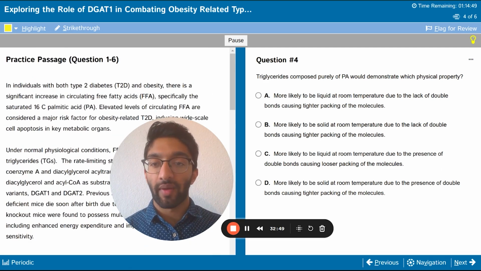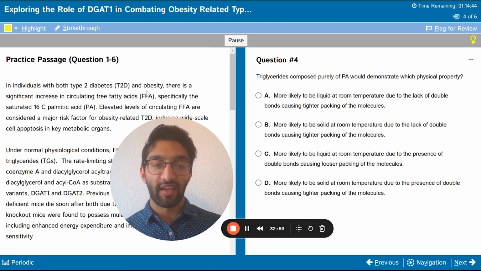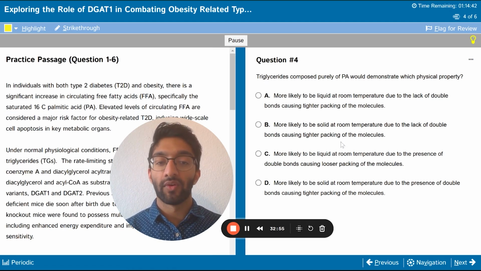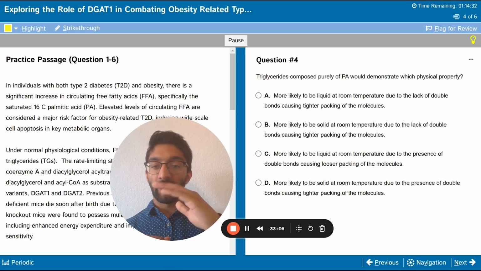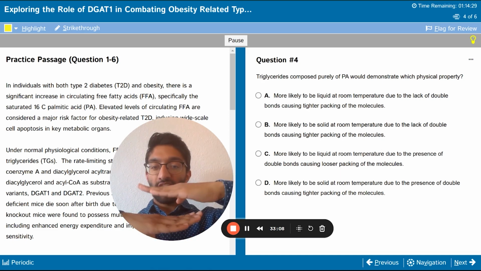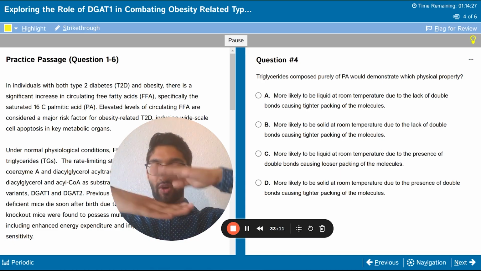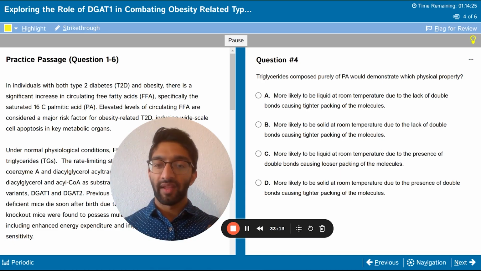And as we saw earlier in the passage, it's a saturated fatty acid. For that reason, it's probably going to be a solid at room temperature because it doesn't have any double bonds. And that will cause tighter packing of the molecules. When you have saturated fatty acids, you can think of them as flat. They just lie on top of each other. You can really get them all stacked up and it will make a solid.